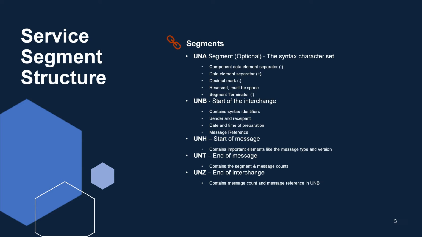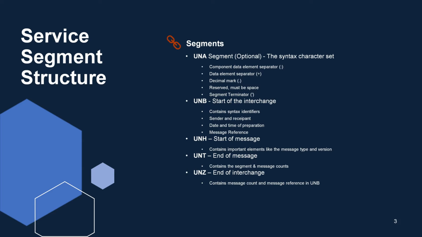You then have a UNZ, which is the end of the interchange, and that will have the message count, and will also contain the reference, the same reference that was declared here in the UNB. So this is the start of the interchange, this is the end, the start of the message, the end of the message, and then the content of the message will be between the UNH and the UNT. And again, it's optional, but at the start of the message, you would potentially have a UNA where you can differ these characters if you so wish. So these are the service segment structures to an Edifact message.